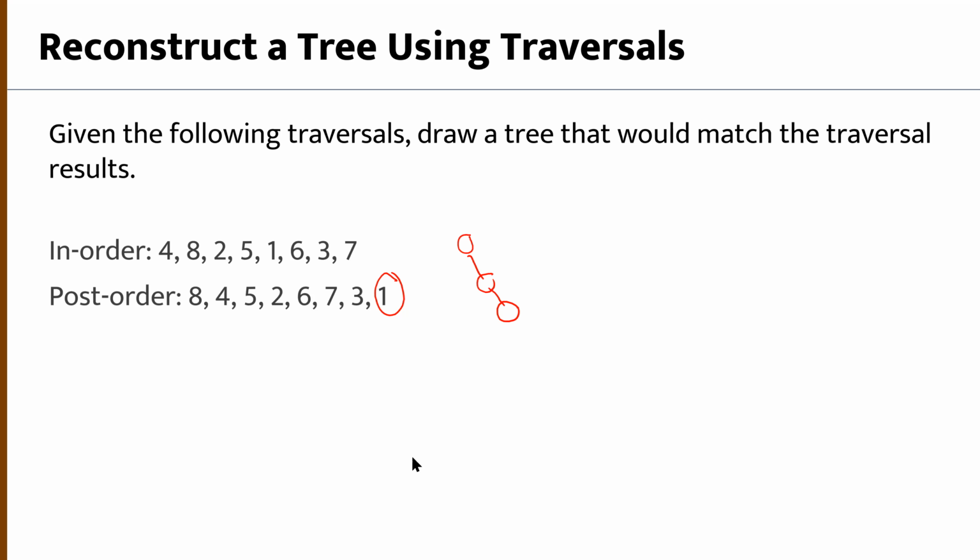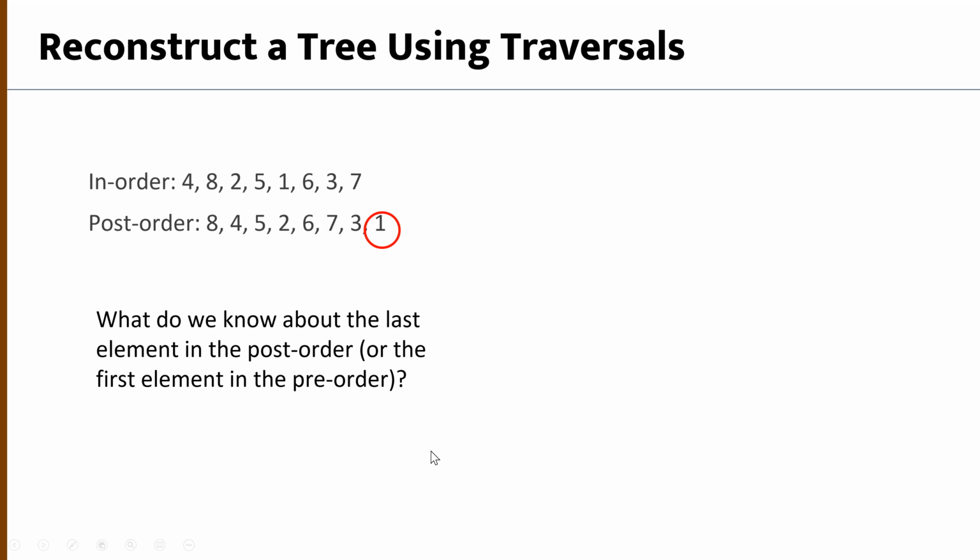Okay, so I hope that was enough time for everyone to at least come up with a solution. We'll go over this. So as someone said in the chat earlier, and like we discussed earlier, the last number in the post-order traversal will always be your root. And so we know that 1 will be the element at the very top.